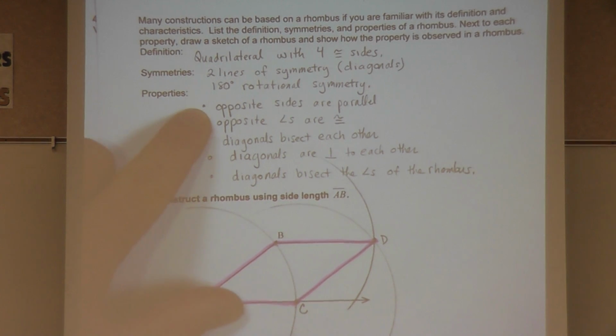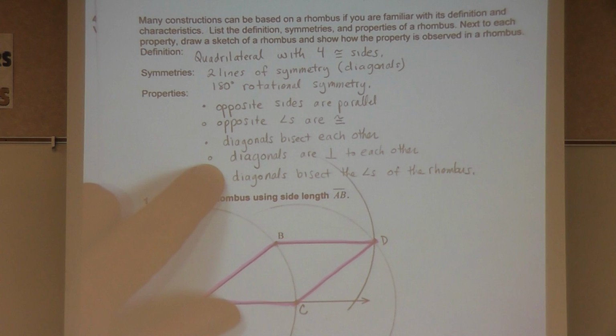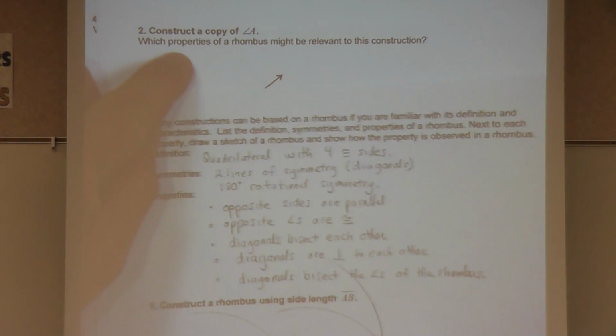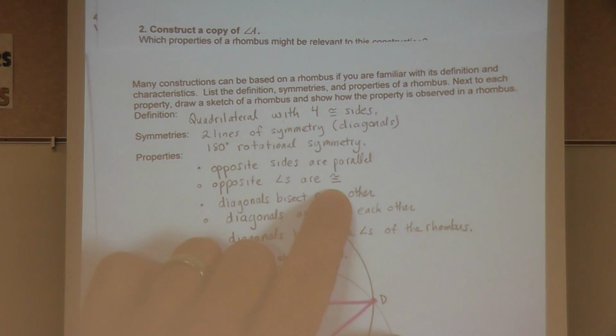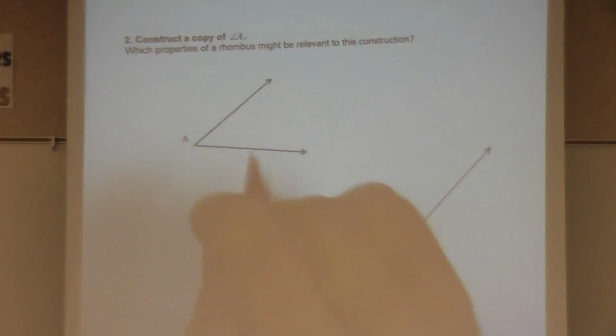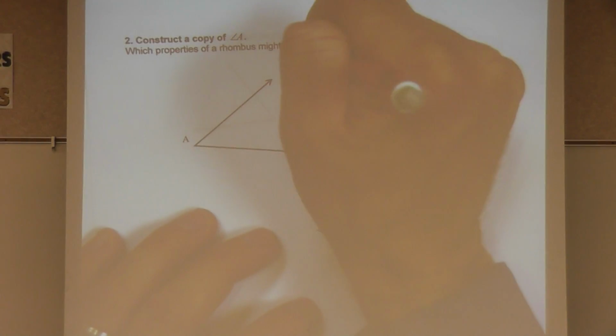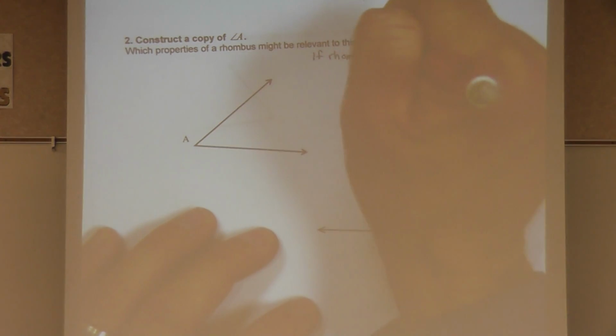Those properties are opposite sides are parallel, opposite angles are congruent, diagonals bisect each other, diagonals are perpendicular to each other, and the diagonals bisect the angles of the rhombus. If I want to make a copy of an angle, I need this property right here. Opposite angles of a rhombus are congruent. So if I think about what a rhombus is, if it's a rhombus, then opposite angles are congruent.